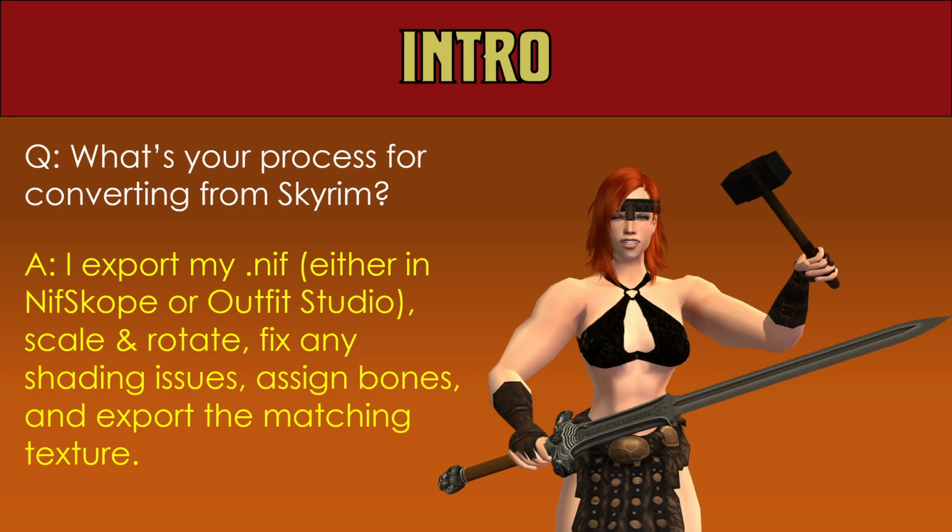One of the questions I get asked a lot is, what's your process for converting from Skyrim? I export my NIF. The NIF is the Gamebryo format. It's a format used by Skyrim, Skyrim Special Edition, and other Bethesda games. I export that either in Nifskope or Outfit Studio. I scale, I rotate, I fix shading issues. You can fix seams at the same time. And in the case of accessories and clothes, I assign bones. And then I export the matching texture to correspond to it.